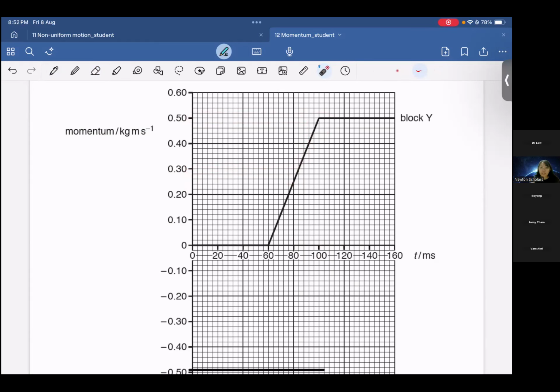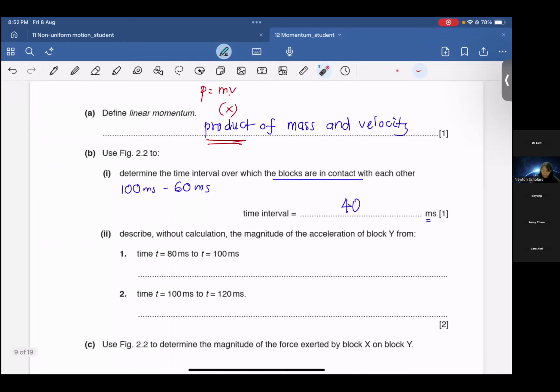Momentum change is mv minus mu. That means the final momentum is higher because the velocity is higher. The mass does not change, but the speed increases. That's why momentum increases. That means there should be acceleration. It should be a constant acceleration because the speed increases.